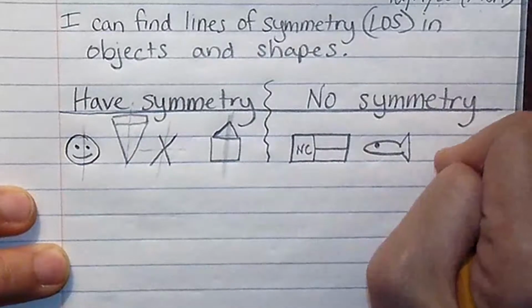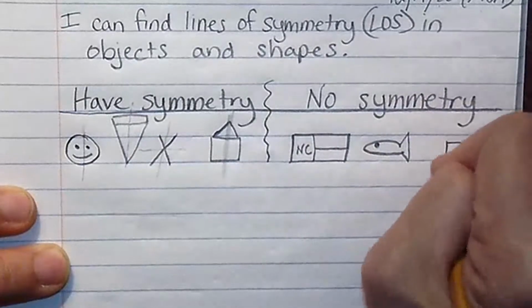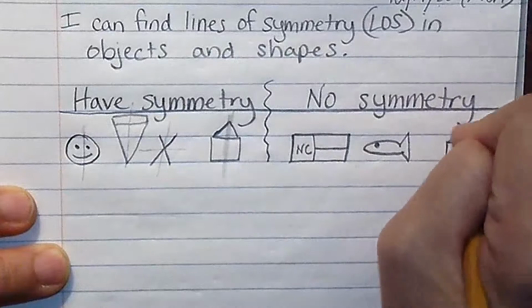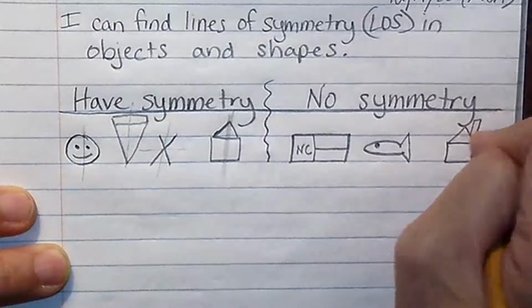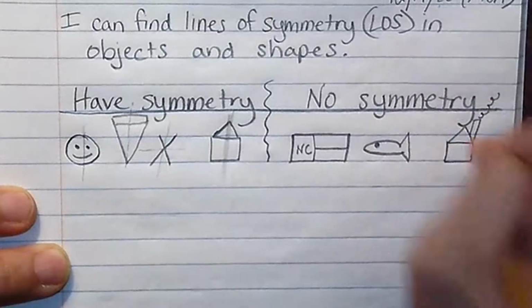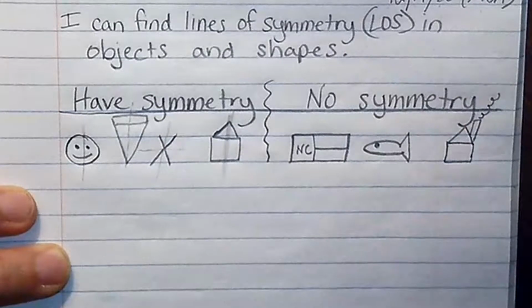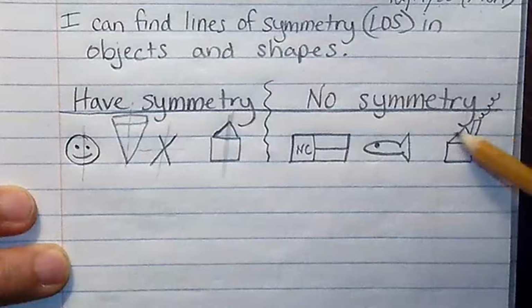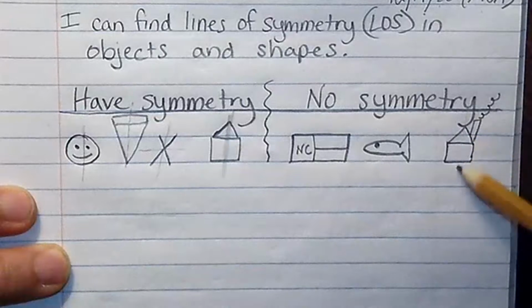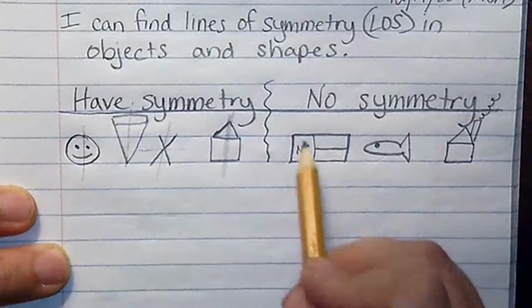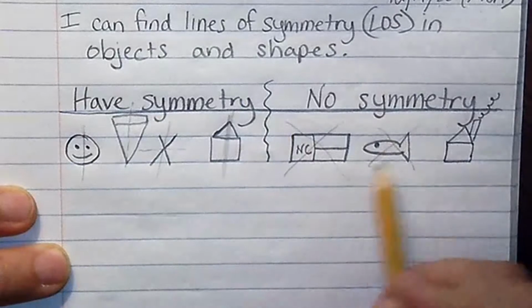Let's try a house with a chimney. A house with a chimney has no line of symmetry because if I folded it down the middle, the chimney would be floating in midair. Or if I folded it top to bottom, the triangle would land on top of the square. So these objects have no symmetry.